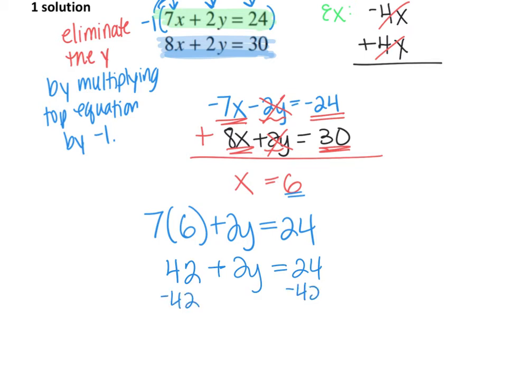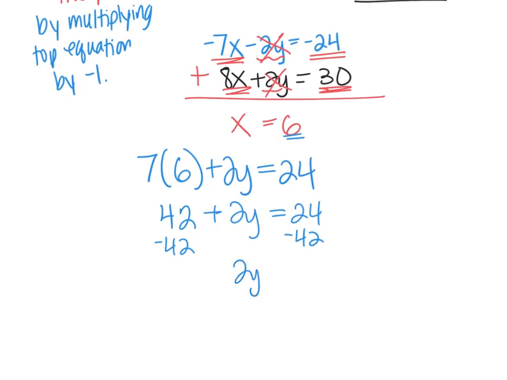Subtract 42 from each side. Let's see if I can get my math right here. I think it's negative 18. Somebody double check that. Maybe I'm wrong. And then our last step, like in almost every other problem, is to divide. So y equals negative 9.